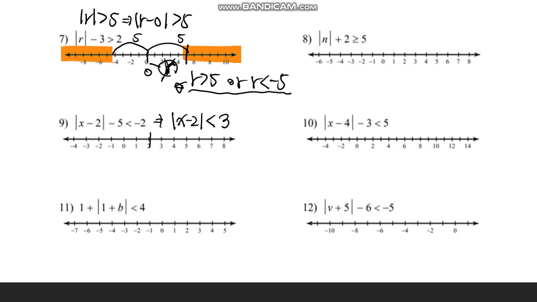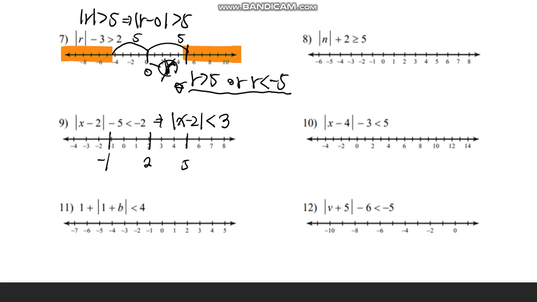What that means is 2 is here, right? The distance between x and 2 is less than or equal to 3. Now, going this side for 3 units, then it stops here. Going the other side for 3 units, then it stops here at negative 1. So now, where can our x go?